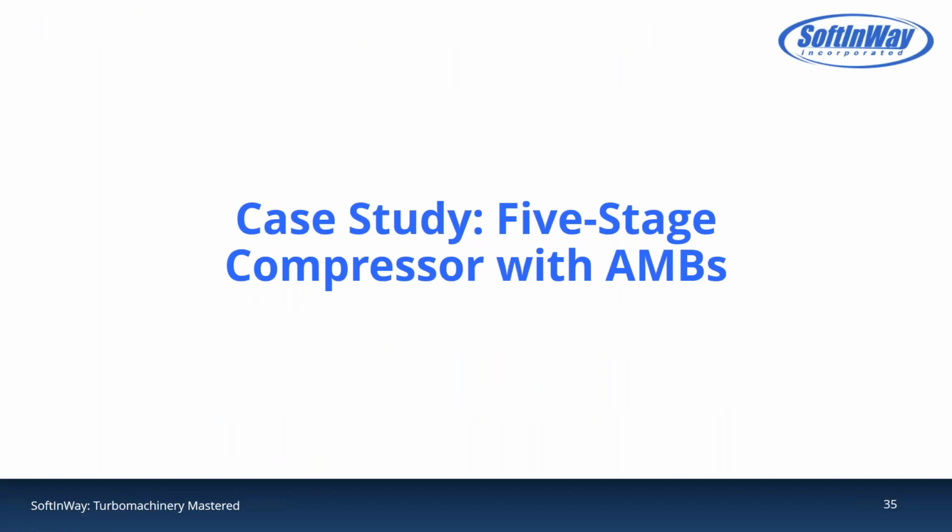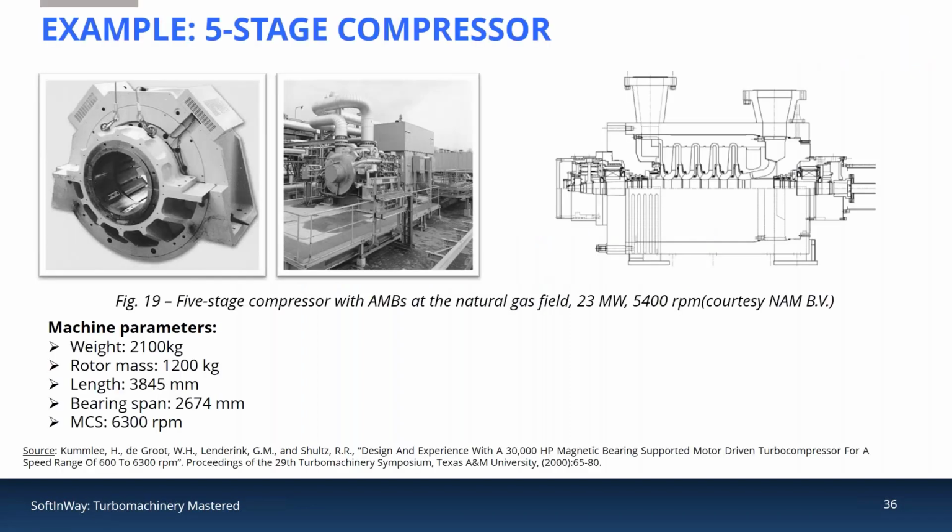So let's consider the real case of a 5-stage compressor with AMBs taken from a published source. It is a real application installed in the Groningen natural gas field, which is located in the northern part of the Netherlands. Briefly, you can also see the machine parameters on this slide. It's quite a big machine, and it is installed in AMBs, which deliver better friction properties and controllable stiffness and damping parameters.